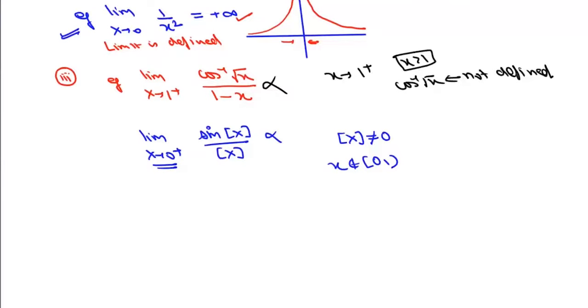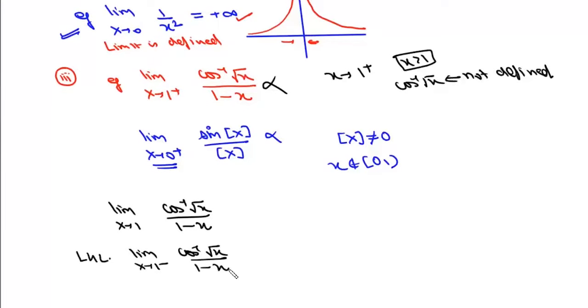So here also this limit is not defined. So whenever we have these cases when one of the one-sided limit is not defined, and if we are given this first limit, this limit x tends to 1 cos inverse under root x upon 1 minus x, here we are not going to check its right limit. Here we'll just check its left hand limit, and there'll be this limit x tends to 1 negative cos inverse under root x upon 1 minus x.